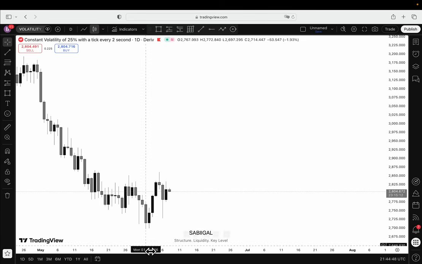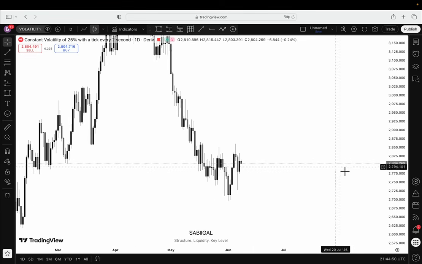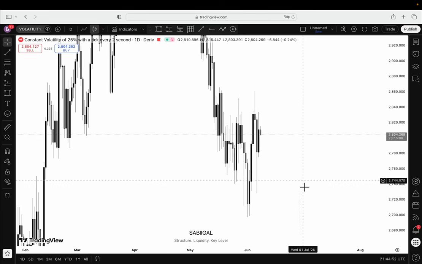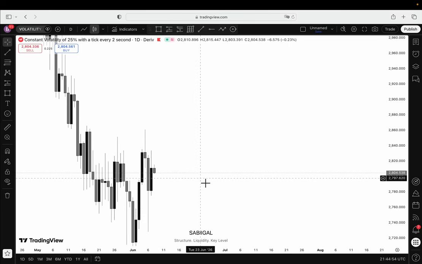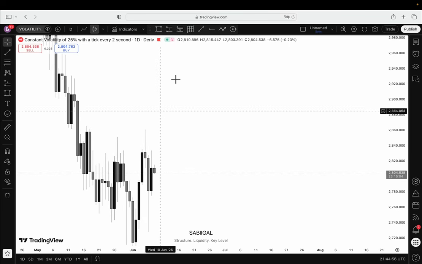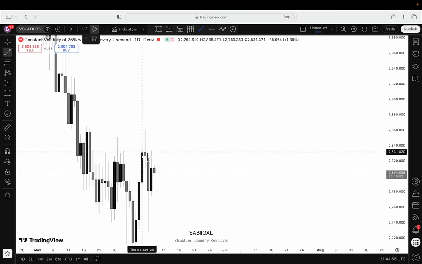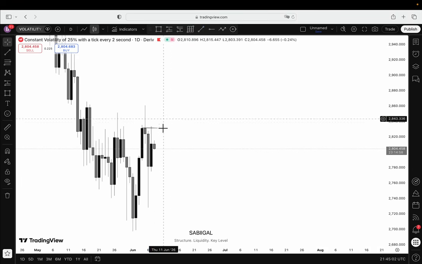Okay, yeah, this is a good example now. Very good. Now you can see how this daily closed. It closed in this wick. This is your resistance.